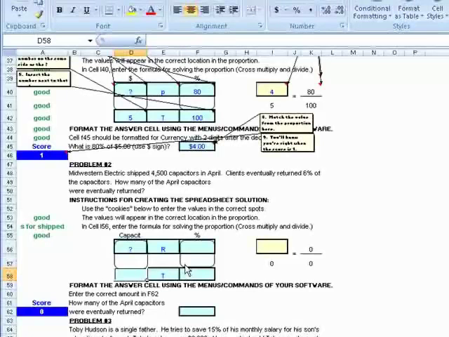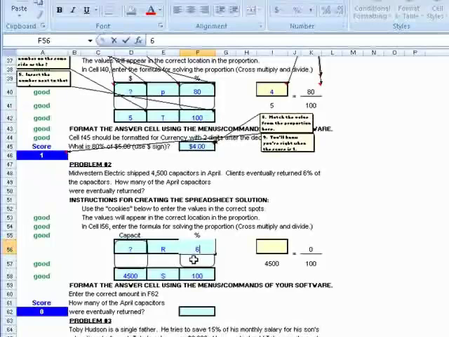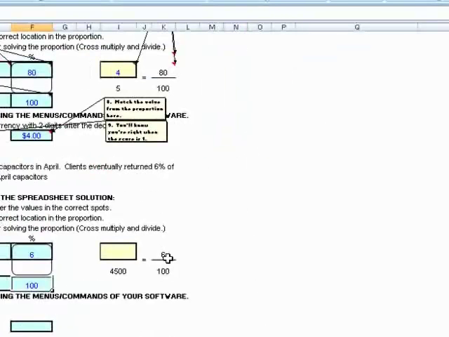So let's see. There were 4,500 total capacitors and 100%. Oops, S is supposed to be in this rather than T for total. S for shipped. Okay, and that was 6%. So we put a 6% here. And if you notice, our proportion is already listed here. So now all we need to do is type the cell values in.